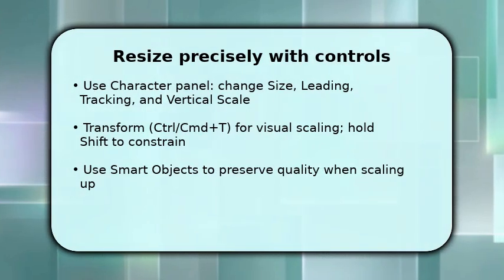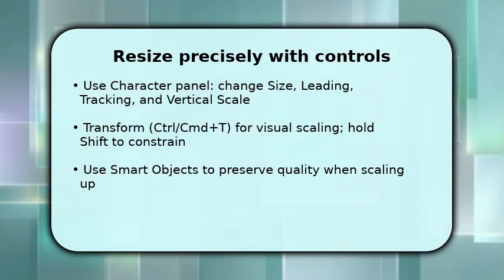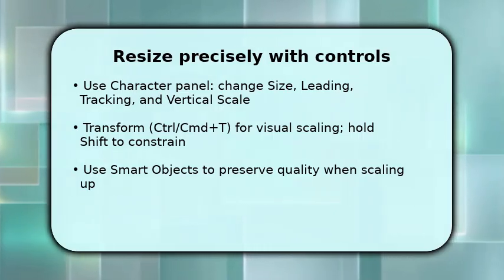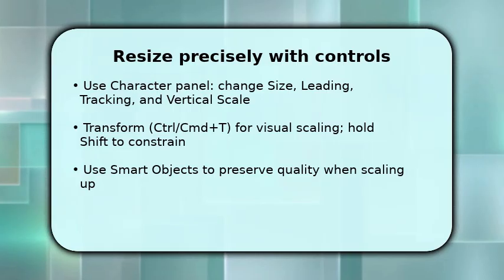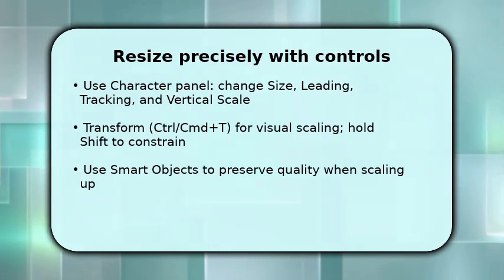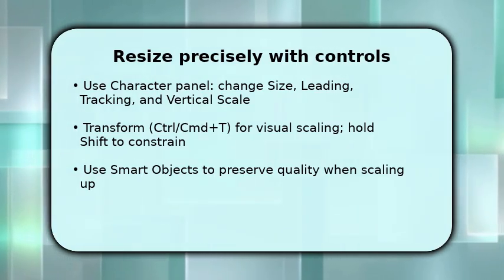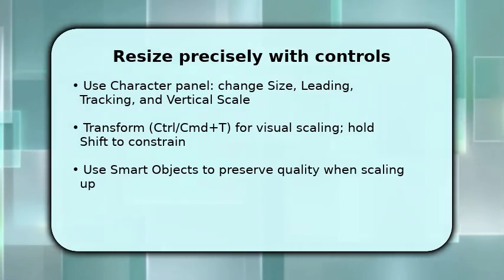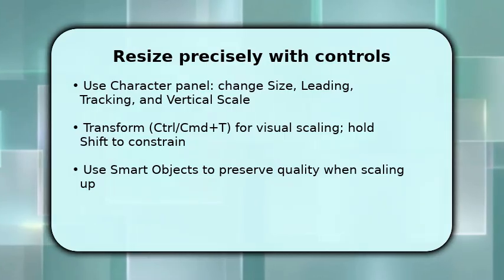For exact typography, open the Character panel and adjust size, leading and tracking to maintain balance. Change vertical scale only when needed. For visual adjustments, use Free Transform, Ctrl/Cmd+T. Hold Shift in older Photoshop to constrain proportions, or don't hold Shift in newer versions where proportions are preserved by default.